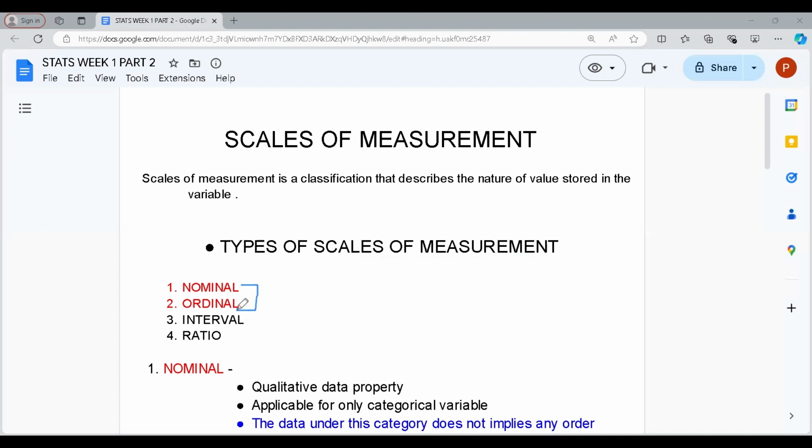That is, these classifications can only be applied to categorical variables, and the other two, interval and ratio, can only be applied to numerical variables. We also discussed the difference between a categorical variable and a numerical variable in the previous video. You can check it out. Now, first let's discuss.